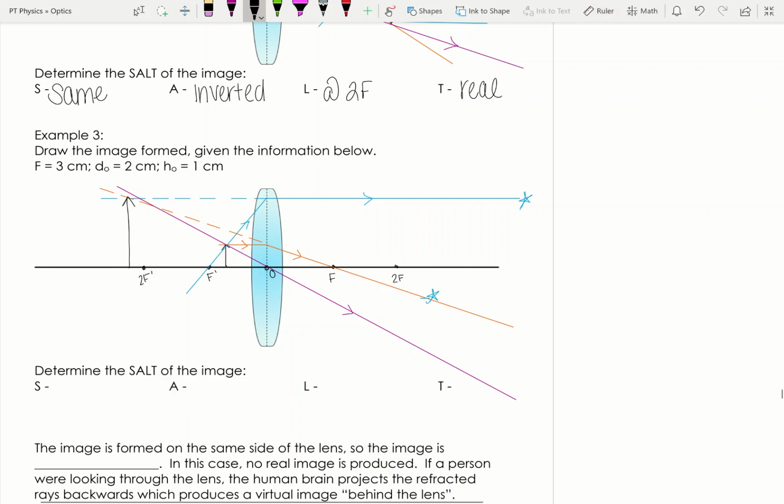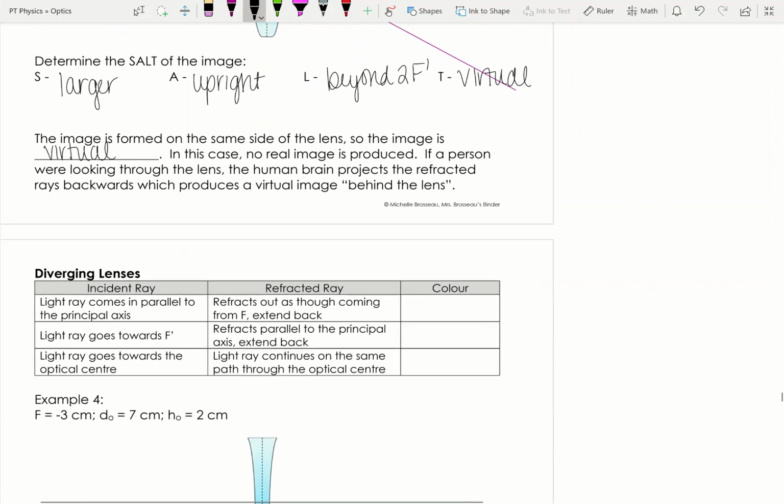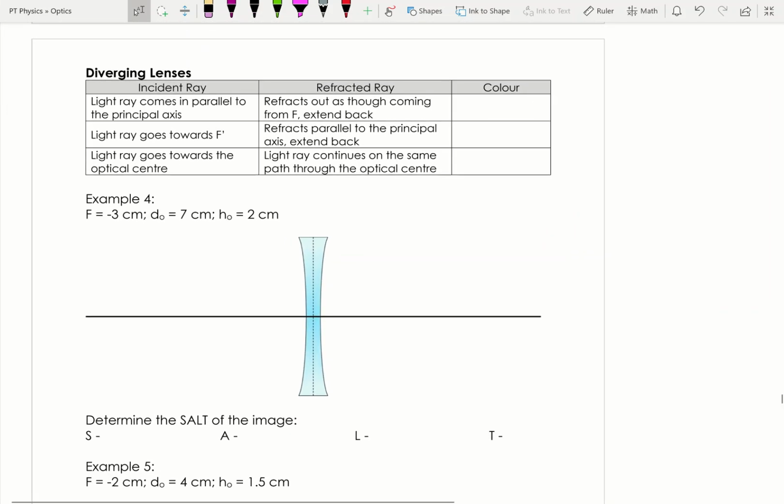So my image is larger. It is upright. It is beyond 2F prime. And this time it is virtual because it is on the same side as my object. So the image formed on the same side of the lens, so the image is virtual. If a person were looking through the lens, the human brain projects the refracted rays backward, which produces a virtual image behind the lens. Okay, we only have 2 examples left, and those are for our diverging lenses.